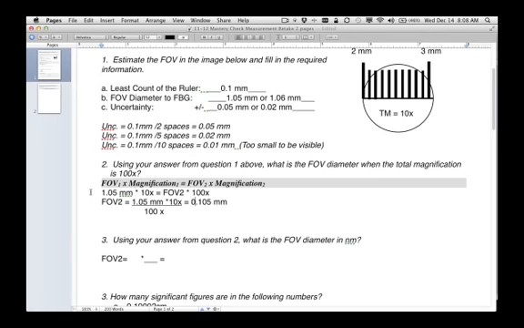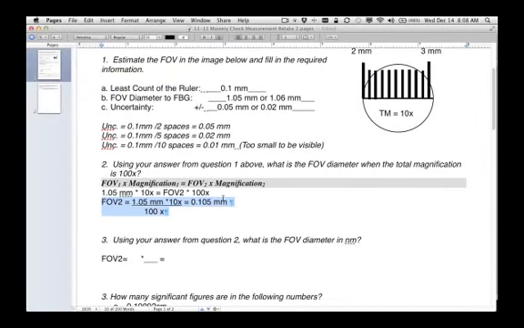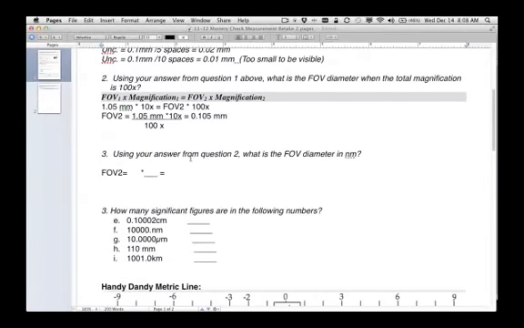We've got our formula, we've got our substitution with our units, x meaning magnification, and those cancel out, and we're left with millimeters. So FOV2 equals 0.105 millimeters. So number 2 is pretty easy.